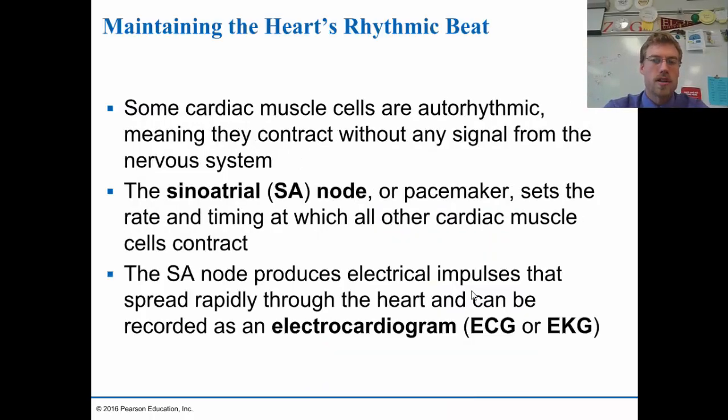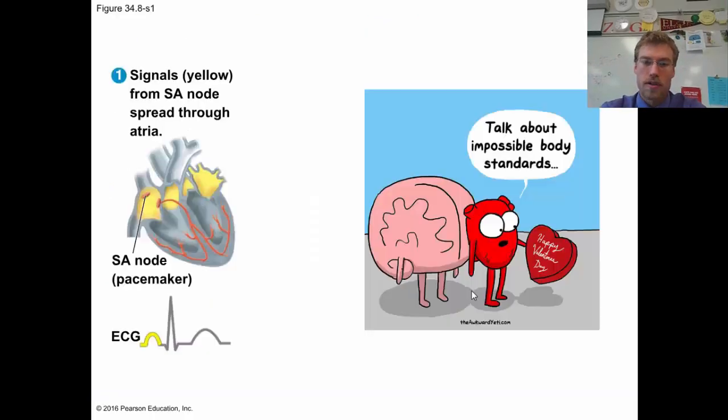Some cardiac muscle cells are autorhythmic, which means that they contract without any signal from the nervous system. So you have a sinoatrial node, or pacemaker, which sets the rate and timing at which all the other cardiac muscle cells contract. The SA node produces electrical impulses that spread rapidly through the heart and can be recorded on an EKG, or electrocardiogram. The K comes from the German spelling of the word.